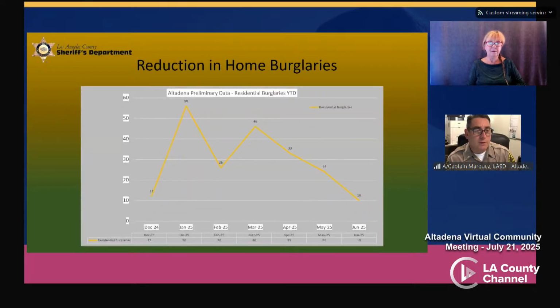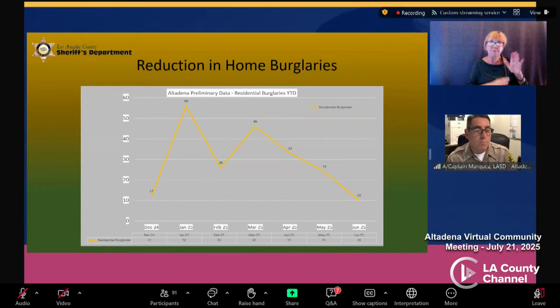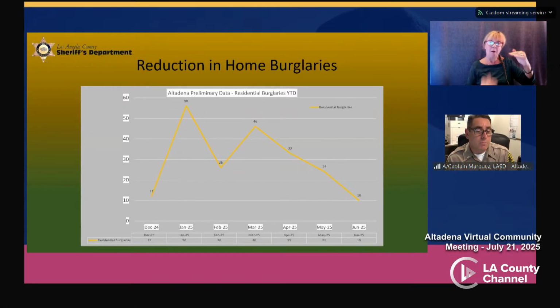What's happened is that this is a reduction in home burglaries. I know that was a big topic of discussion over the past few months. And as you can see, based on the graph, we are now below in terms of June numbers. We don't have July yet, but in June numbers, we are below what we saw in December 2024. So we continue to trend down, and with the preliminary data that we have, it looks like we're going to continue this trend, and we want to keep it there. And that's why we're continuing to implement the crime strategies that we used in the past.